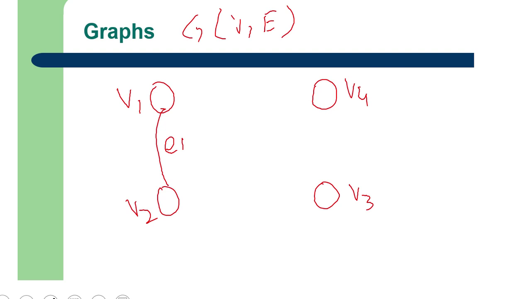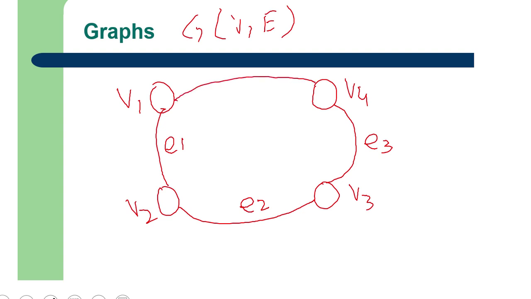The second vertex is connected with the third vertex. We connect these vertices using an edge. This edge is labeled as E2. The vertex V3 and vertex V4 are connected using edge E3. If vertex V1 is connected with vertex V4, this edge is labeled as E4.